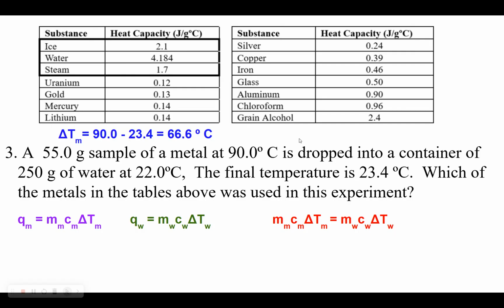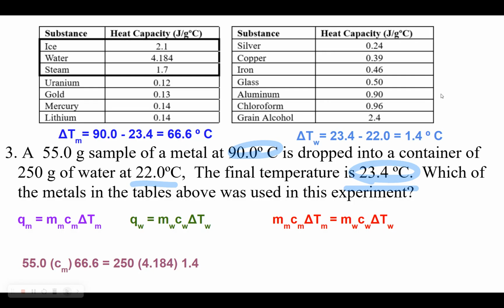And so looking at the temperature change of our metal, we said that we started at 90 degrees and our final temperature of both our metal and our water was 23.4, so that's a temperature change of 66.6. And our water went from 22 degrees to 23.4. That's a temperature change of 1.4 degrees.